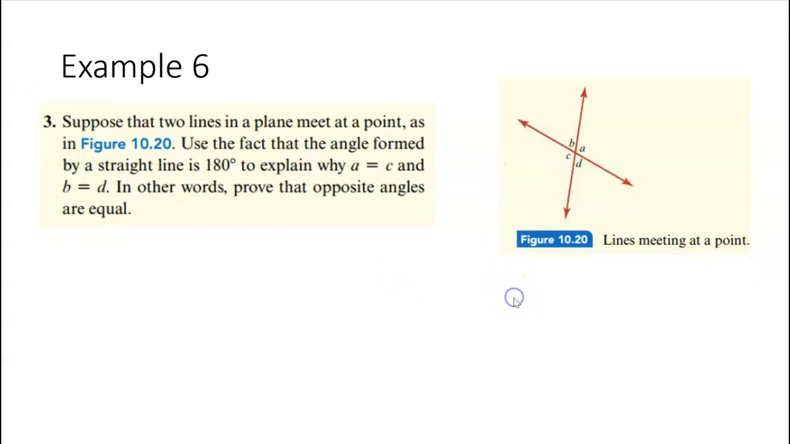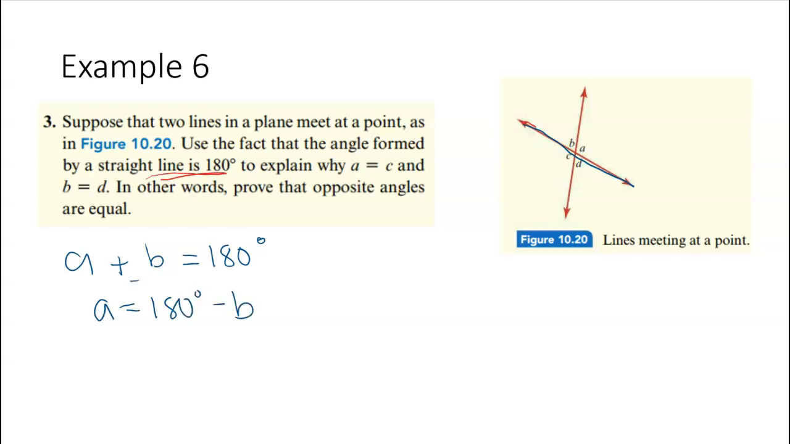All right, so what do we know? They're telling me to use the fact that a straight line is 180. So let's start here. This is a straight line, so I know that angle A plus angle B equals 180. And I can rewrite this in terms of A. Sometimes in proofs, we just move things around. I subtract B from both sides. Okay, what else do I know? I also know that B and C are on a straight line, so B plus C equals 180 degrees. And I can rewrite that in terms of C. So C equals 180 degrees minus B.